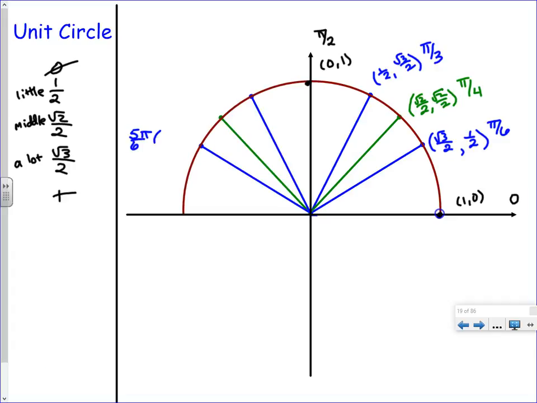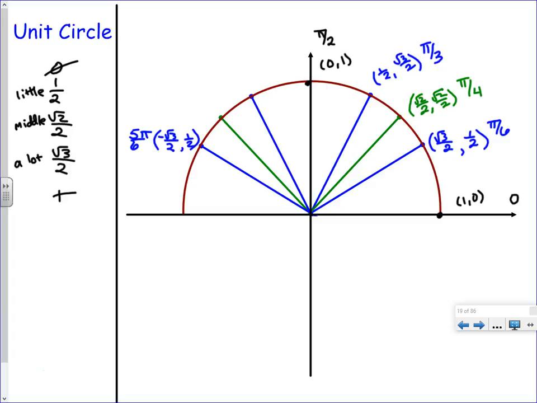Okay, so think about his coordinate. Ready? Back a lot, back a little, or back somewhere in between? Back a lot, right? Oh, sweet. So negative root 3 over 2. It's back. You have to go negative. Up a little, up a lot, or up somewhere in between? Up a little. Oh, sweet. Here we go.